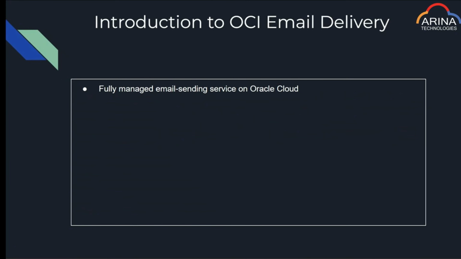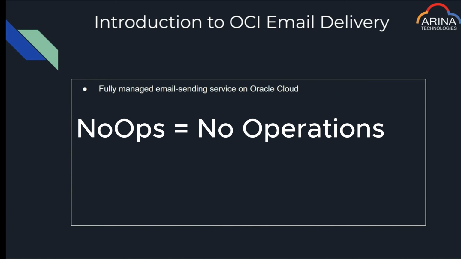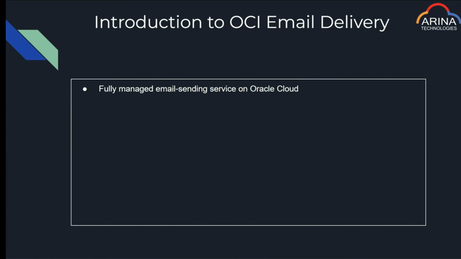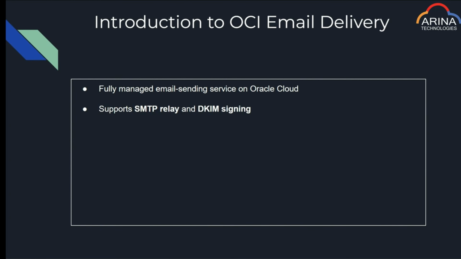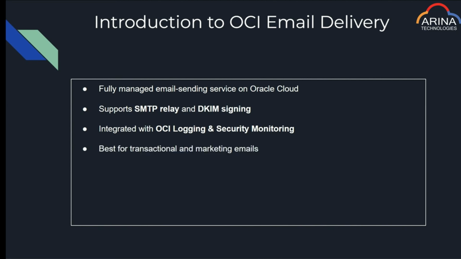You don't need to manage any infrastructure. There is the beauty of cloud, where you just use the no ops model, which is the no operation model, and you could have your application up and running in a very quick time and in a very cost affordable way as well. OCI email provides both options, SMTP relay and DKIM signing as well. It is nicely integrated with OCI logging and security monitoring. I'll show you in the demo how you could check it out. And this is best for transactional email.